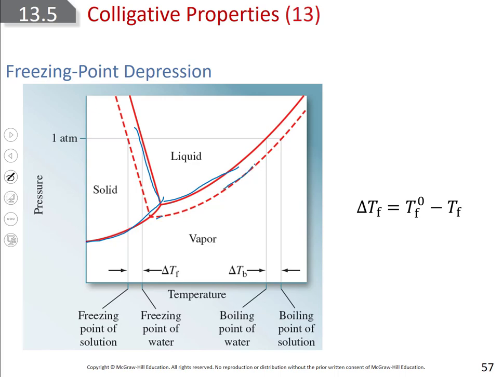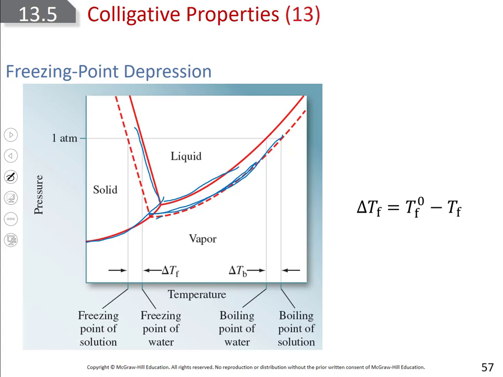That line there comes from adding in some sort of solute. So what we end up with is a new line that has a higher boiling point. The difference between these two lines is your delta T, your change in boiling point temperature.